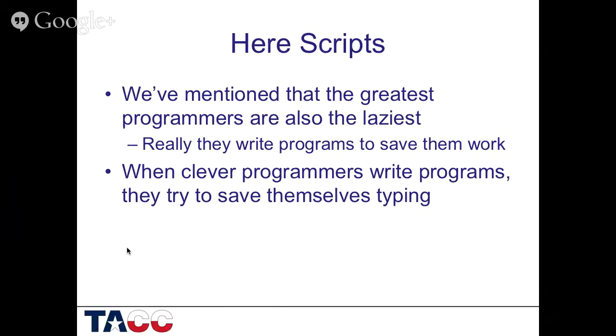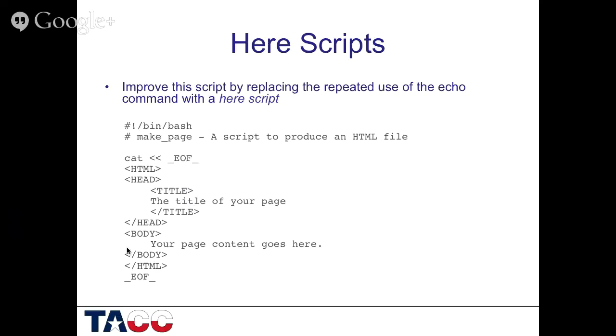That's really what we want to get at. Really clever programmers, when they're writing programs, always try to save themselves some typing. So what's the one thing you just did? You wrote echo a bunch of times. There's got to be a way that we can do this without that, right? Well, there is. We can improve this by using a here script.